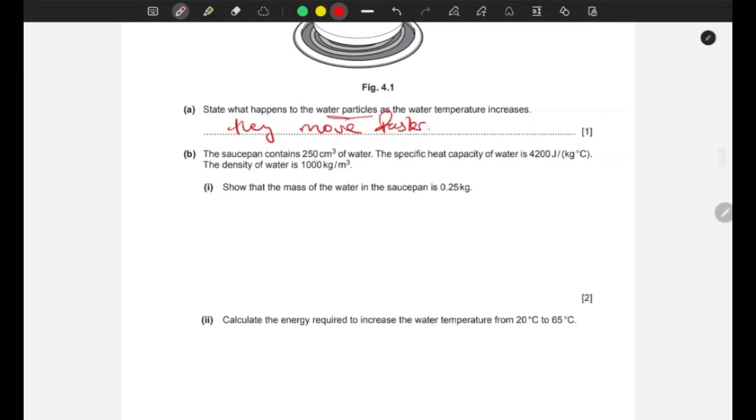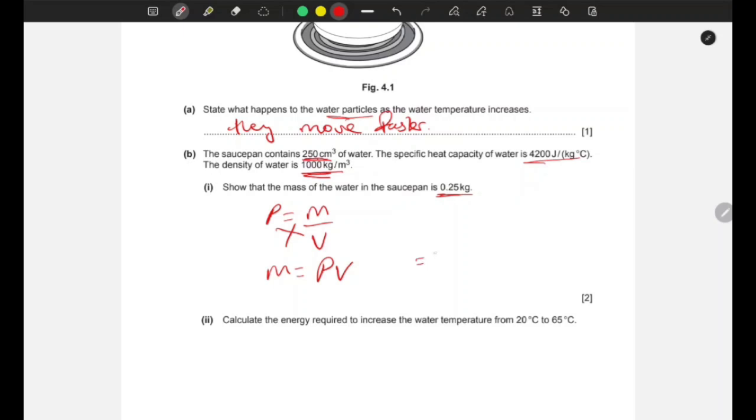The saucepan contains 250 centimeters cubed of water. Specific heat capacity of water is 4,200. Density of water is 1,000. Show that the mass of the water in the saucepan is 0.25 kg. So they've given us volume and density. So we know that density equals mass over volume. Rearranging this, we get mass equals density times volume.